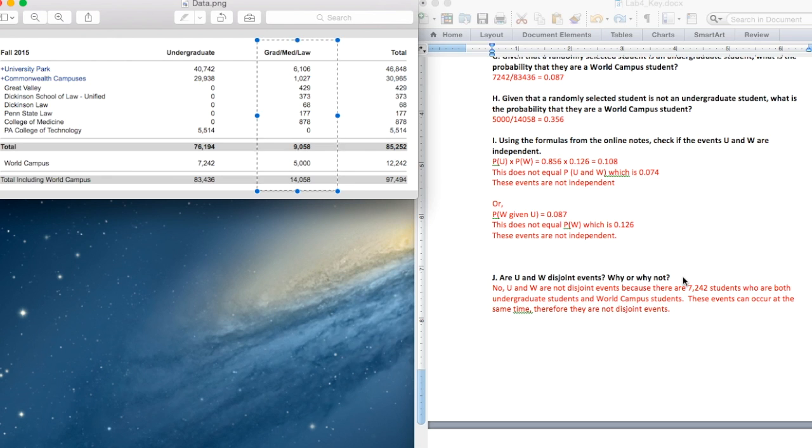And finally, question J, are U and W disjoint events? Why or why not? Quick answer to this is no, they're not disjoint events, because we have 7,242 students who are both undergraduate students and World Campus students. These events can occur at the same time, therefore they are not disjoint events.